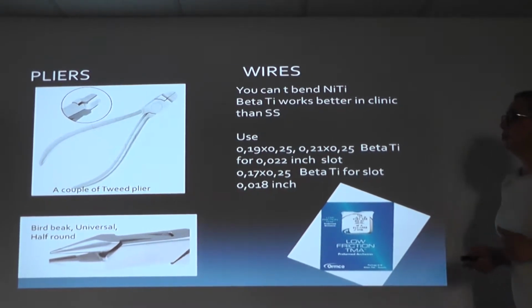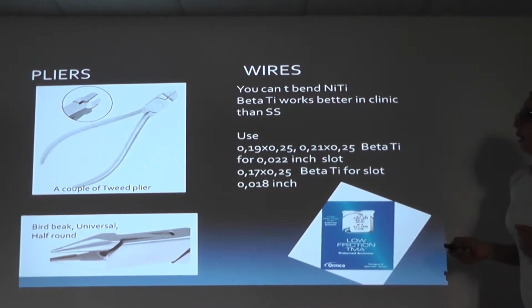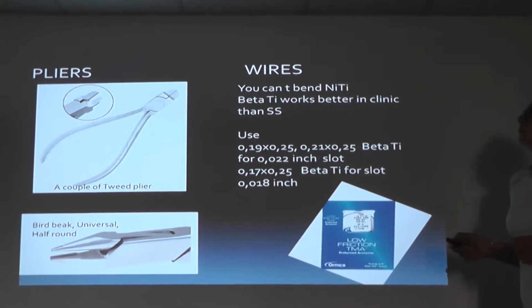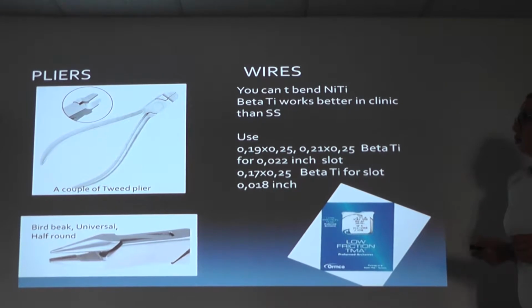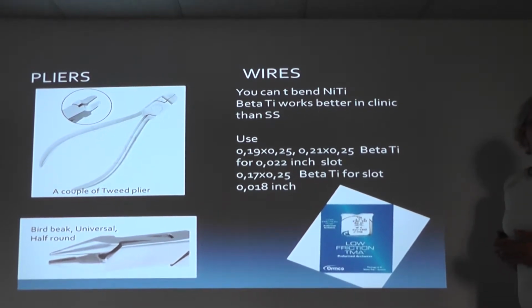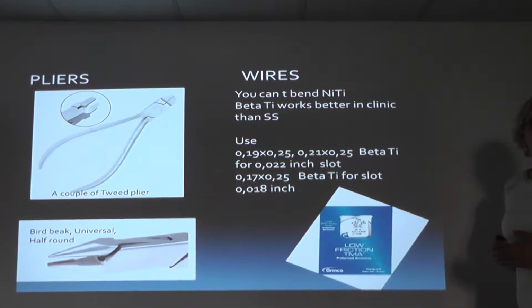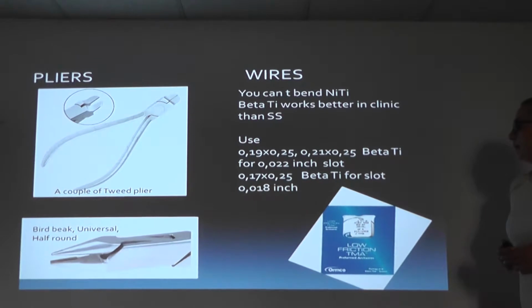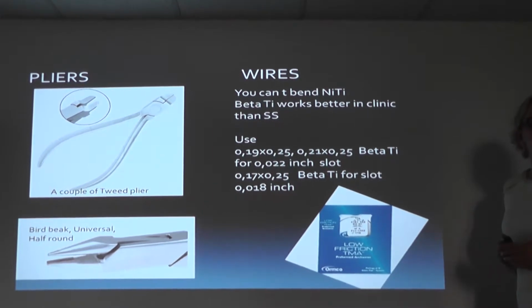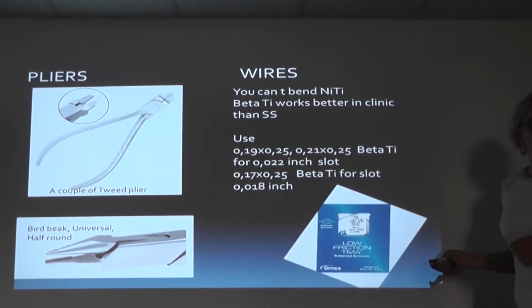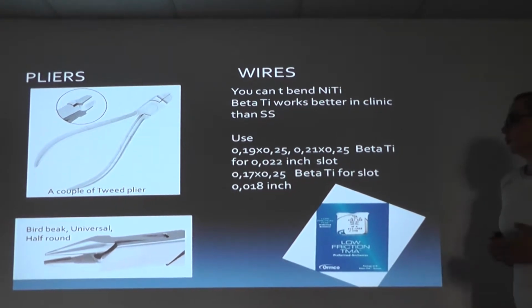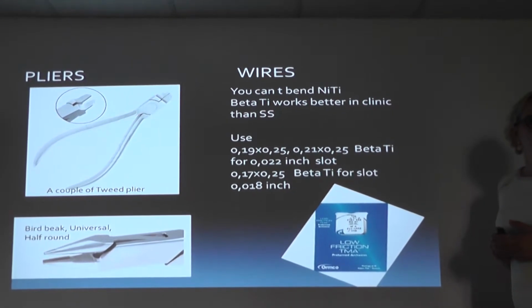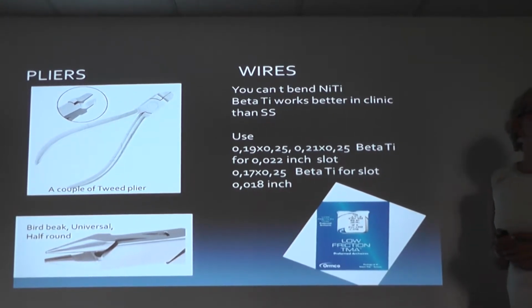For wires, you cannot bend nitinol, and the best is beta nitinol, which works better in clinic than stainless steel. You can bend stainless steel, but beta nitinol works better. TMA is a product of Ormco. It's beta titanium from Ormco, and it has low friction. TMA can be a working wire. You can slide the teeth with this TMA. You cannot use stainless steel, because stainless steel sometimes delivers a great force.